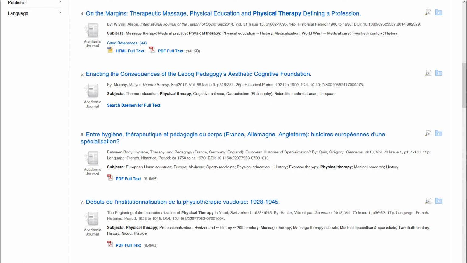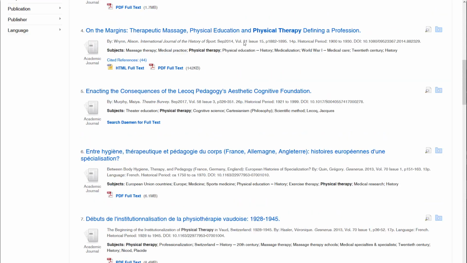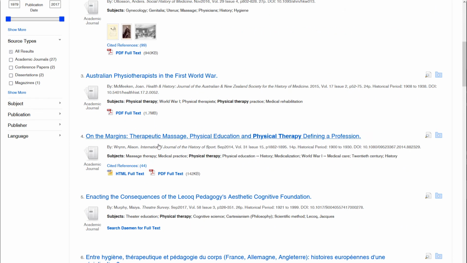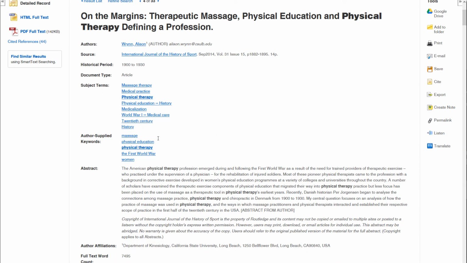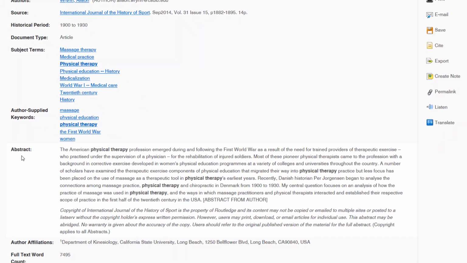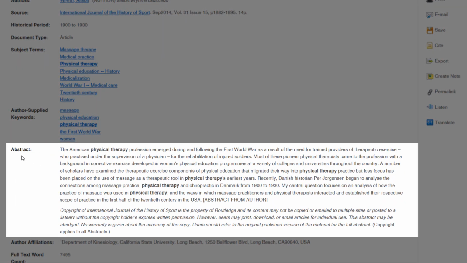Once you've identified a source that looks good, the next step in evaluating its relevance to your research is not to read the whole thing. Instead, look at the article record itself by clicking on the title. This is where you can read the abstract. An abstract is a brief summary of an article and its findings, and it's the real make-or-break piece of information. If the abstract looks good, it's worth taking the time to read the article itself. So let's look at this one.